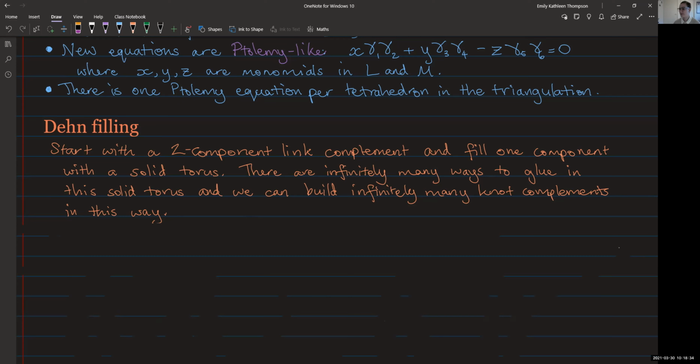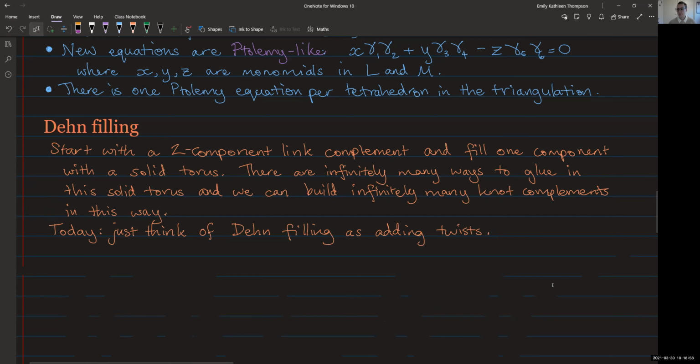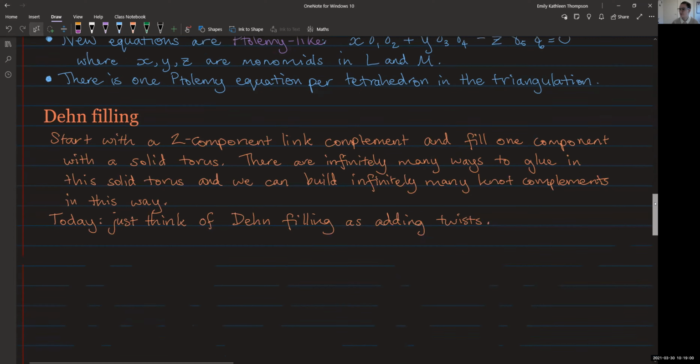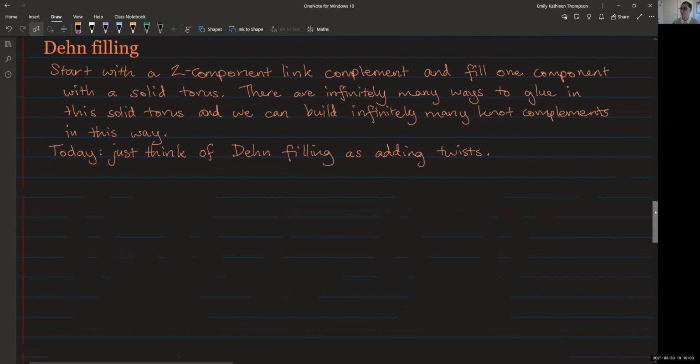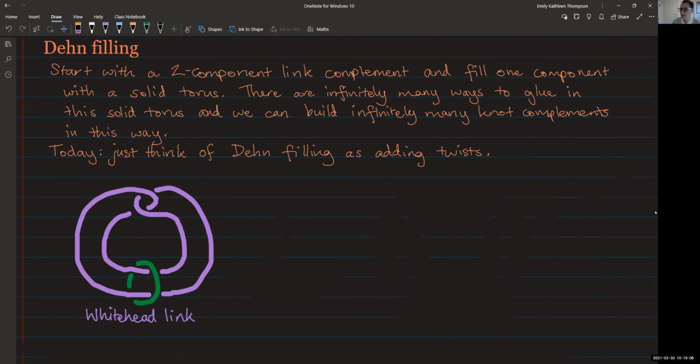So that may be not immediately obvious, but it's a fairly standard result in low-dimensional topology. And basically, details aside, this gives us infinitely many knot complements, which is what we want. Okay, so basically, for our purposes, you can just think of Dehn filling as adding in twists. And so let me show you a picture of what I mean by this. So as an example, we have the Whitehead link. So this is a 2-component link. It's got a purple component and a green component. And we're going to Dehn fill the green component.